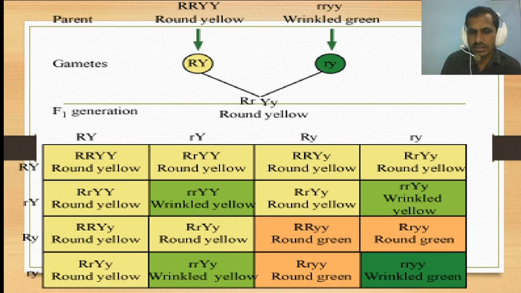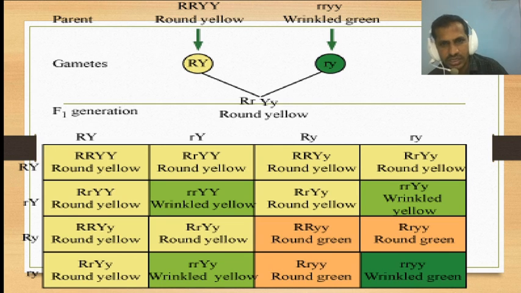When we cross between these parents, capital R capital R capital Y, we get round yellow. Similarly, capital R small r, capital Y small y, round yellow. So we get parental and offspring characters: round yellow, wrinkled yellow, round green, and wrinkled green through the dihybrid cross. The dihybrid cross proves the law of independent assortment. These are two sets of characters when we cross between them.